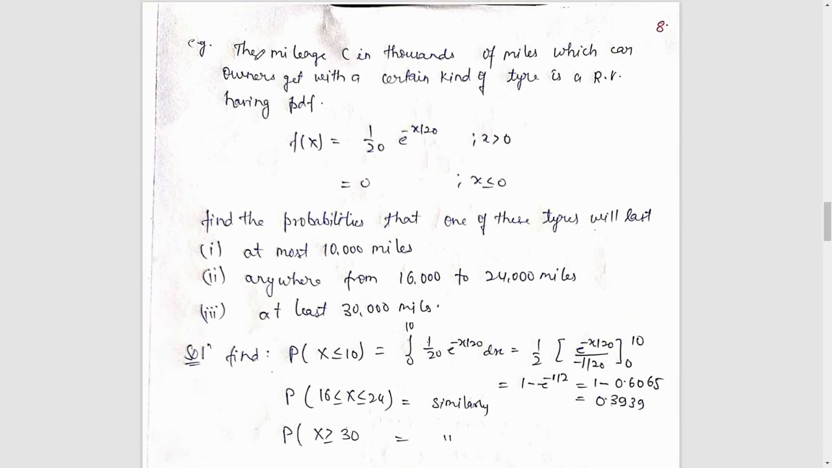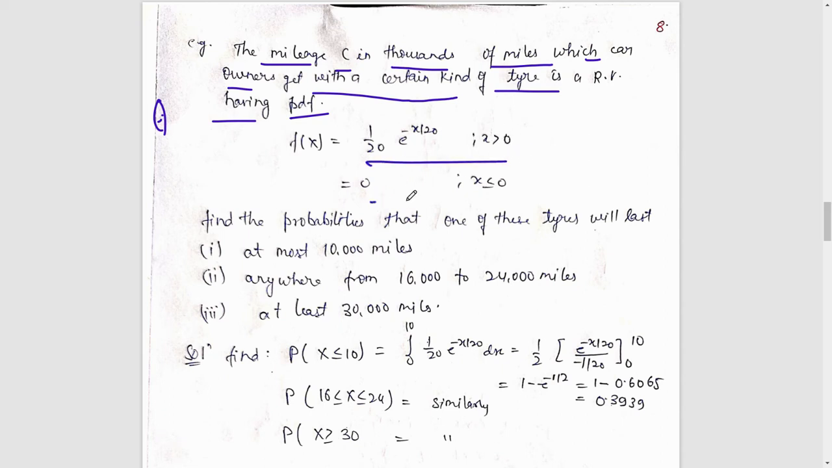Okay, so in this particular example, the mileage, in thousands of miles, which car owners get from a certain kind of tire is a random variable. So there are tires of the car, and the mileage means the duration of those tires. Actually, it follows a continuous random variable, and it has a PDF of 1/20 e to the power minus x/20 for x greater than or equal to 0, and apart from that, it's 0 for x less than or equal to 0. So obviously, this is an exponential distribution.